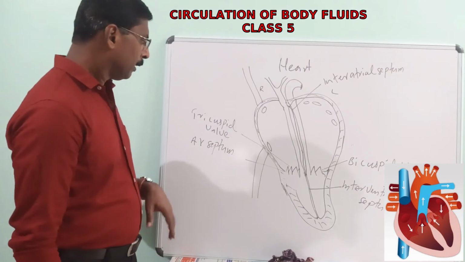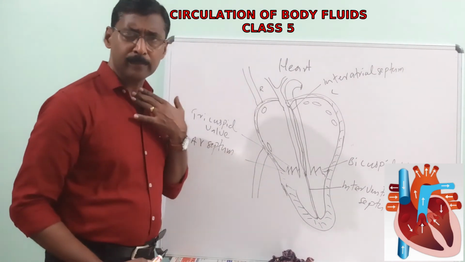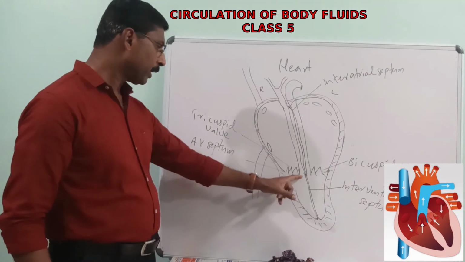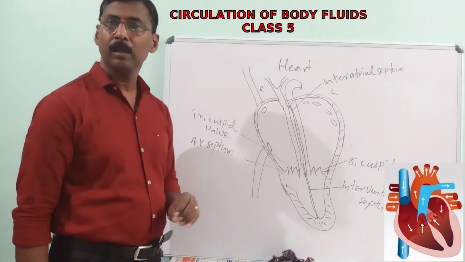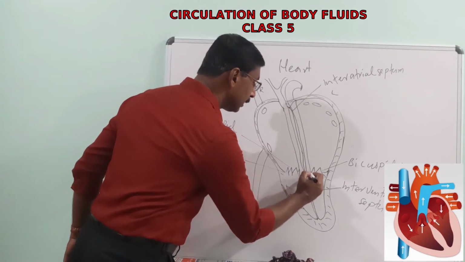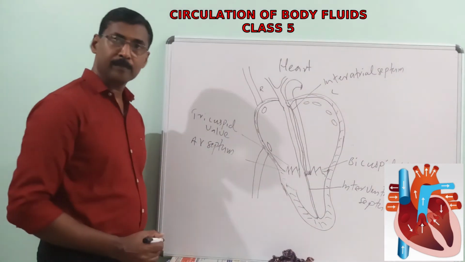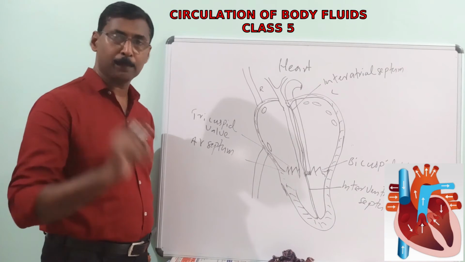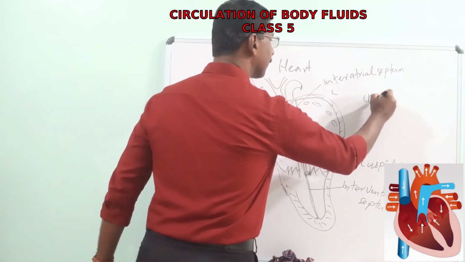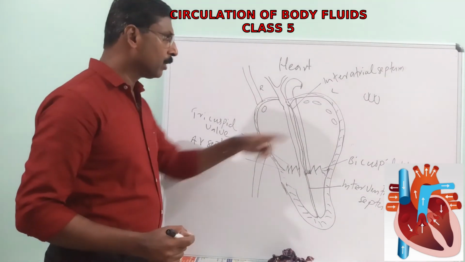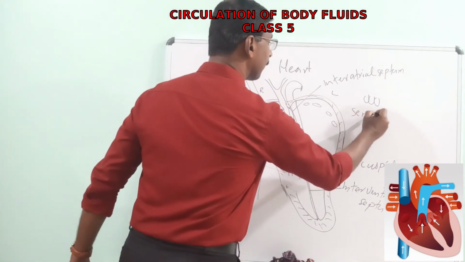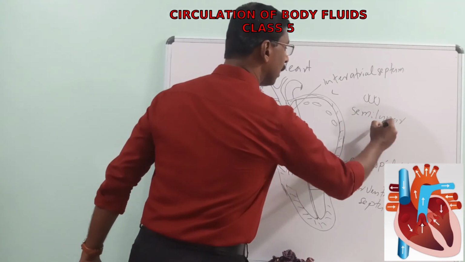Okay, now there are another set of valves present at the base of these arteries, pulmonary artery and aorta. At the base of the aorta, 3 valves are present. A set of 3 valves are present. These valves are like this. That is why they are called semi-lunar valves.